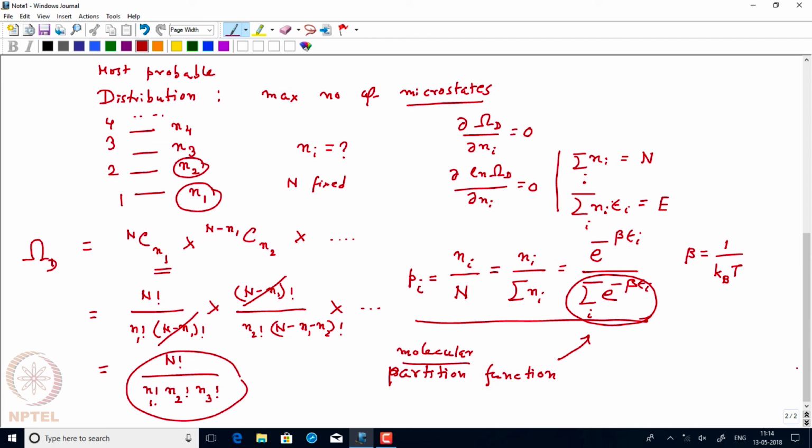But we do not need to know all these details, because we will restrict our discussion to the molecular partition function, and we will show how one can calculate this molecular partition function for different problems, for different energy levels. That is what we are going to do now.